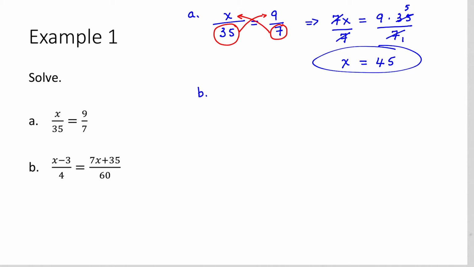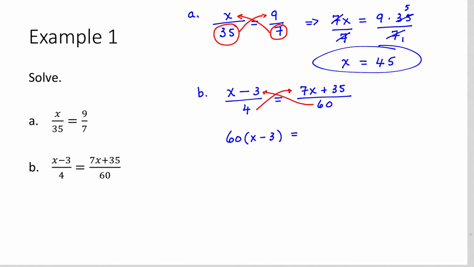So now let's take a look at part B. A little more complicated. X minus 3 over 4 is equal to 7x plus 35 over 60. Again, I'm going to cross multiply. And I have 60 times x minus 3 equals 4 times 7x plus 35.